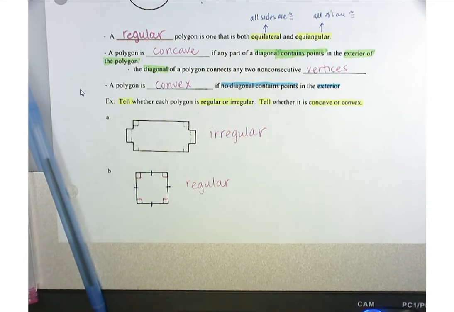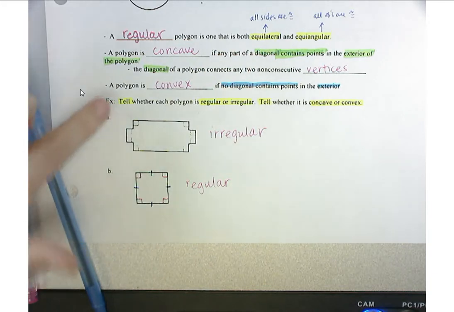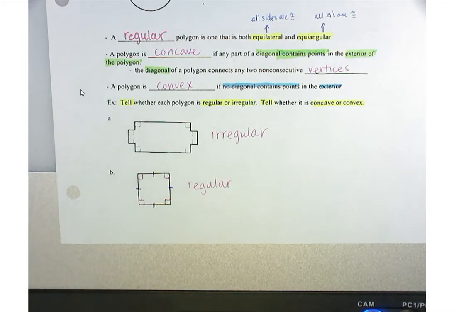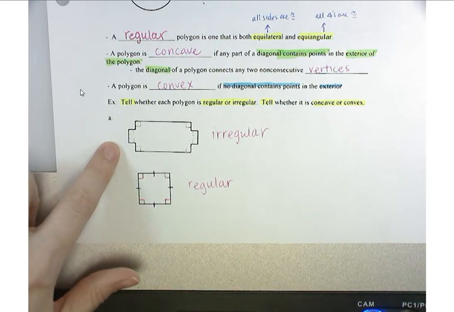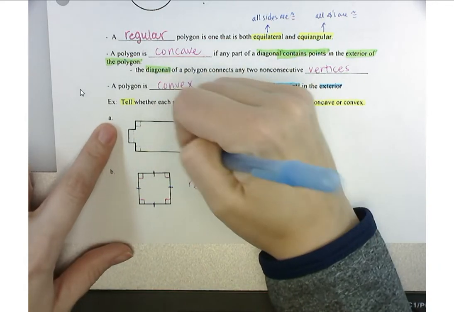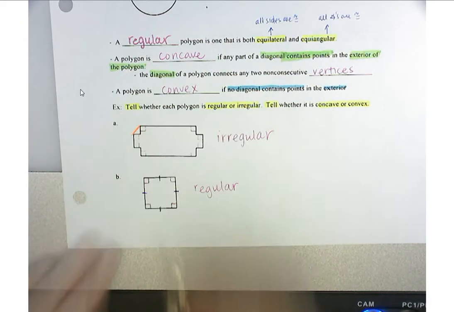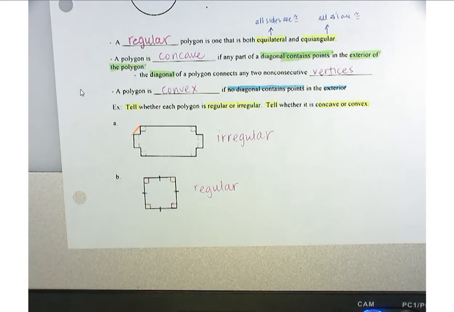Now, I'm going to go over the definition that the book gives for concave and convex, and then we'll talk about ways you can think about it. So concave, it says if any part of the diagonal contains points in the exterior. If you're thinking about a diagonal, really you can think about any two vertices. Now I could connect these two and it would be in the interior, and that would be fine. What they're saying is if you can draw a diagonal outside of the shape that connects two vertices, that's how you know that it is concave.